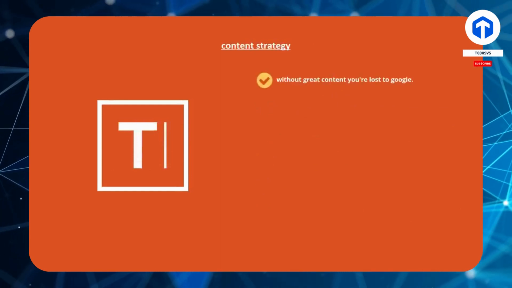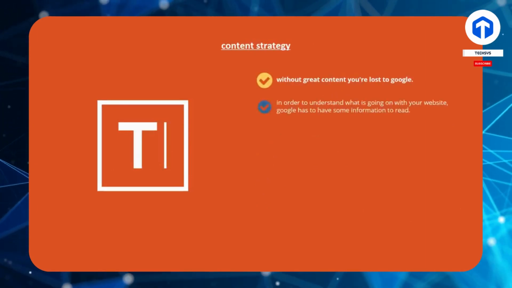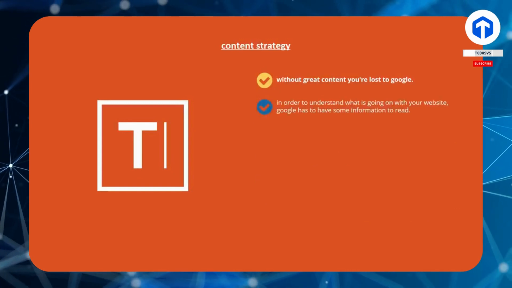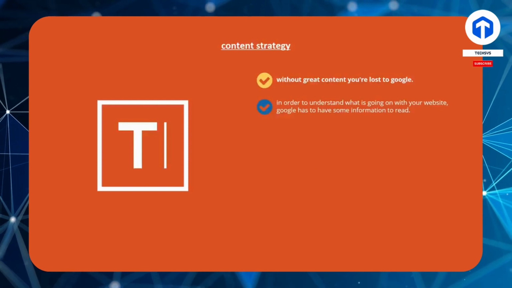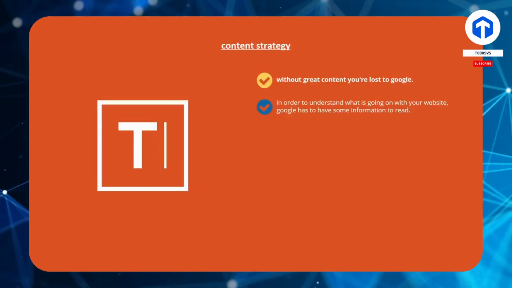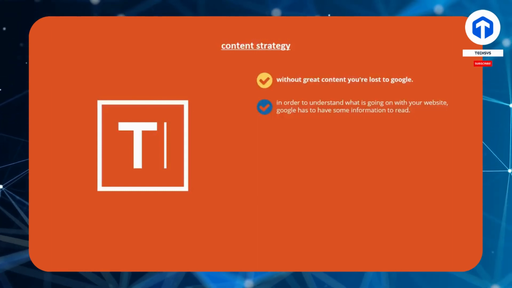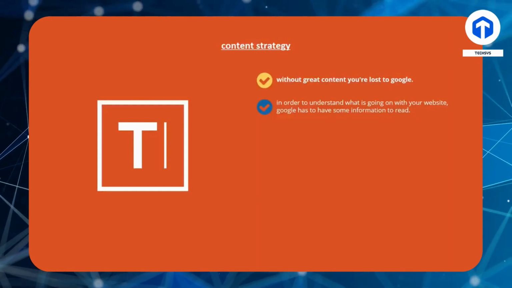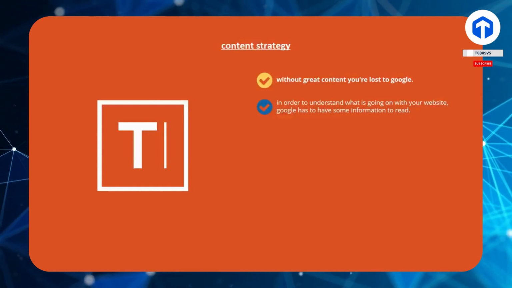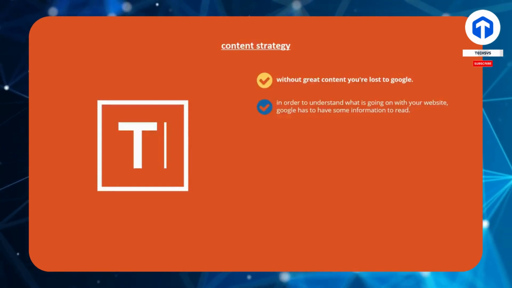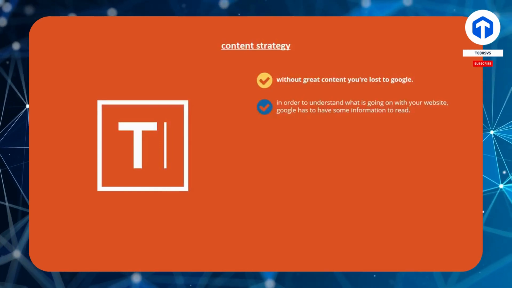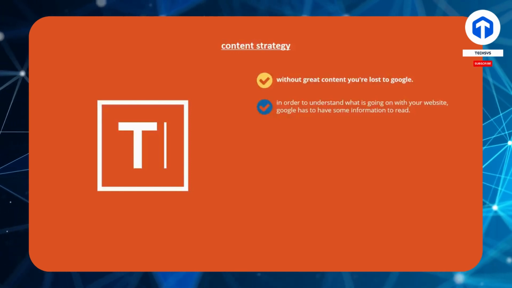Without great content, you're lost to Google. In order to understand what is going on with your website, Google has to have some information to read. And it reads that information with a slight bias on keywords. So earlier, we looked at building a list of our important keywords, and now we need to make sure we have content written around those terms. And by writing content for our keywords, I'm not talking about blanketing the page with these keywords. Back in the late 90s, marketers were focused on these ideas around keyword density, title tag stuffing, and a whole slew of other tricks to try to win over a particular search term.